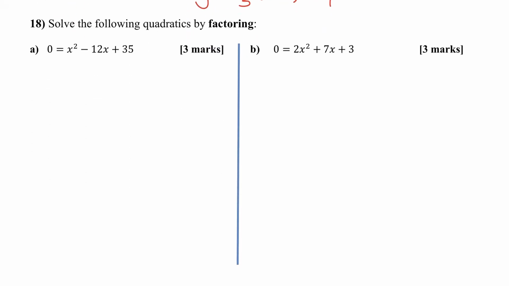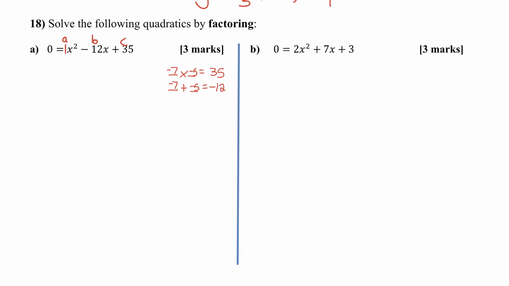Number 18 says solve the following quadratics by factoring. So I've got a couple quadratic equations here. I want to know when is this quadratic equal to 0. So I'll get this quadratic into factored form. And since the a value of this quadratic is 1, I can solve this the short way. I just have to find two numbers that have a product of the c value, 35, and a sum of the b value, -12. The numbers that satisfy that product and sum are -7 and -5.